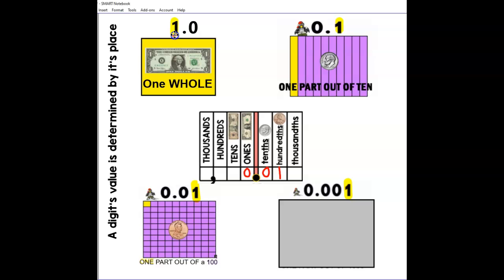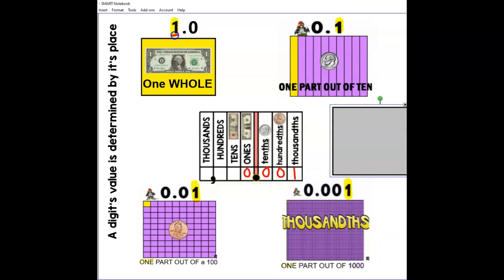And finally, if I move my 1 to my thousandths place, now I could picture a grid with 1,000 pieces and just one of those colored in. So talk to your partner. What happens as we move from tenths to hundredths to thousandths, as we move to the right of the decimal point? Talk about it with your partner.